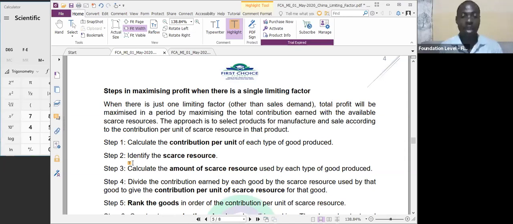And then the final step is to construct a production plan that is based on the ranking. Now, what do we mean by constructing a production plan? This is where the limiting factor is being applied. The reason for ranking your goods is something called scale of preference. So when we say scale of preference, you are ranking your goods in terms of priority. The one ranked first is the one that will give you your highest profit if you concentrate on that. The one ranked second is the second highest, like that.